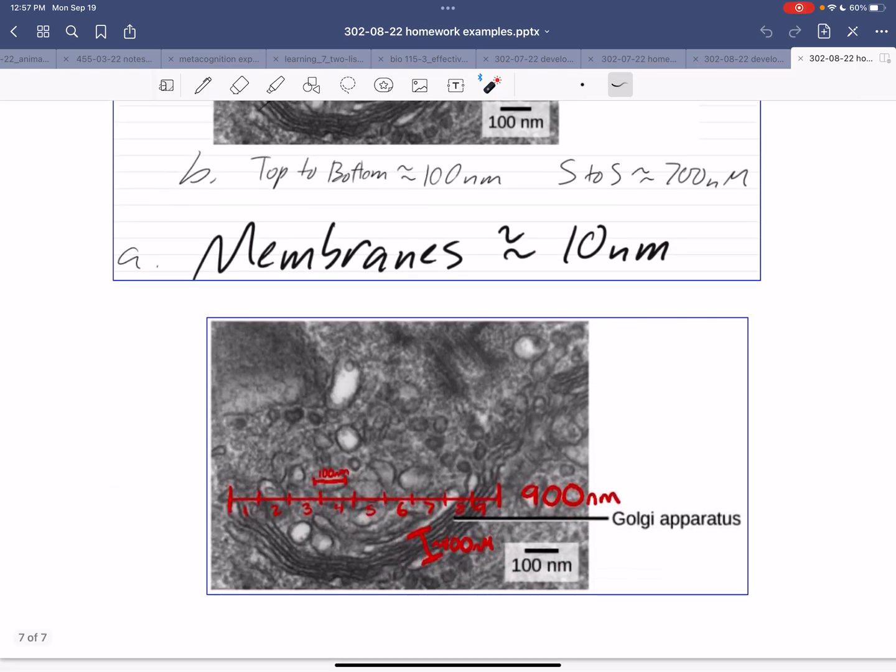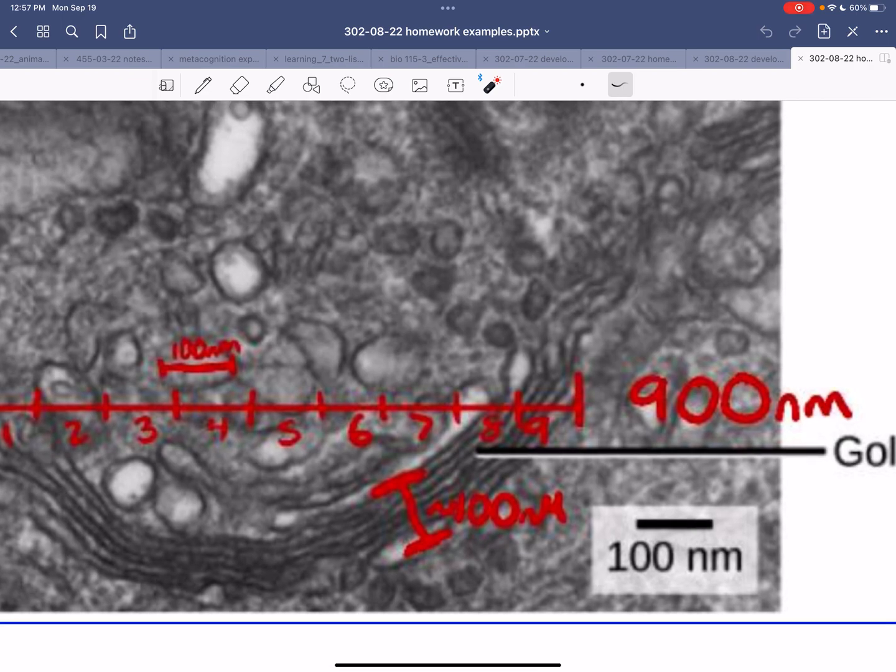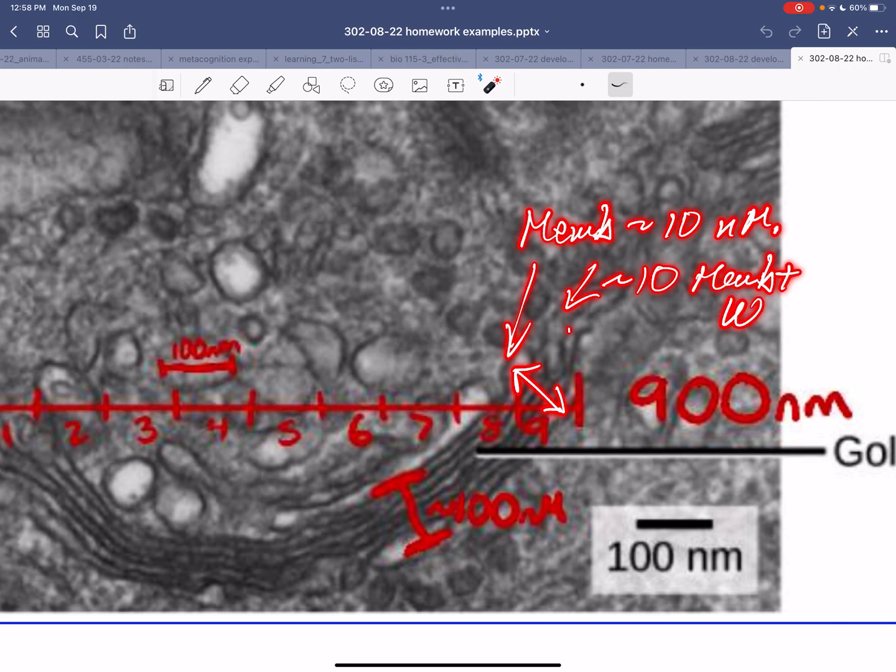Here's another one. And I can't see that they were using the membranes. That's what it looks like to me. But that is around 100 nanometers. I would have preferred that they say membrane about 10 nanometers and about 10 membrane plus white space. On an exam, do show me your work, show me how you made the estimate.